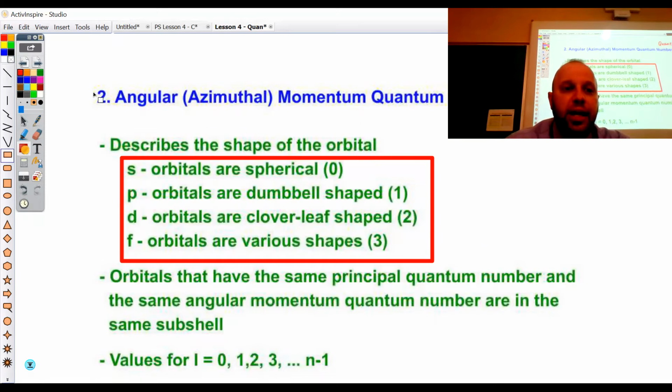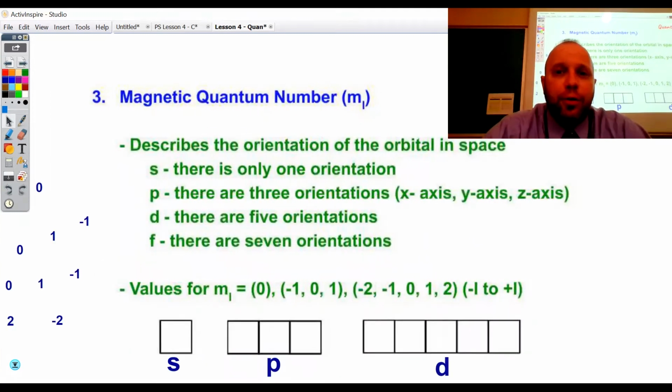Okay, let's take a look at the third quantum number. Our third number is known as the magnetic quantum number, and it's represented by a lowercase m and then a subscript of L. And as you can see here, it describes the orientation of the orbital in space. And really, there is only one orientation for an S sublevel. So remember that it's spherical. So there's really only one way to position that. There are 3 orientations for the P sublevel, and then there are 5 for the D sublevel. And then there are 7 for the F, but we're not going to talk about F.